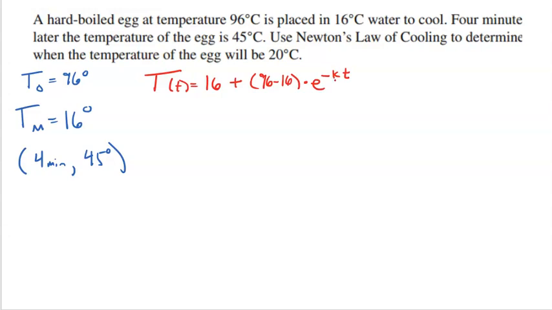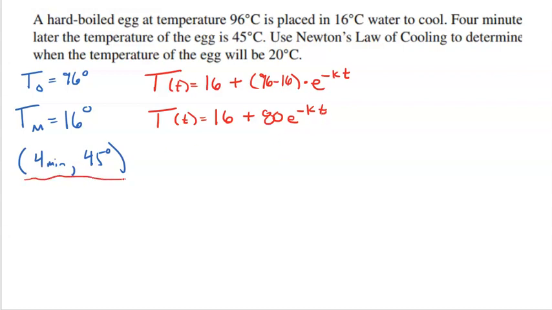I have no idea what k is. That's what I do need to find. So just kind of cleaning things up a little bit here. The temperature of the object is 16 plus 80 e to the negative kt. Now again, lowercase t is the time. Capital T is the temperature. I need to figure out what K is.